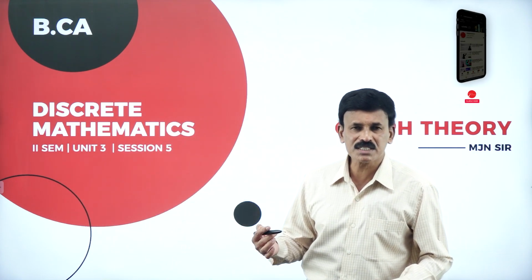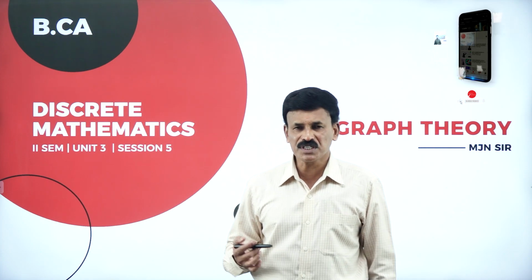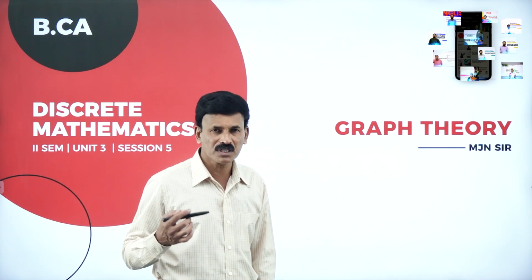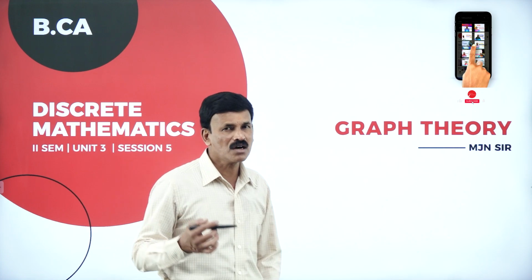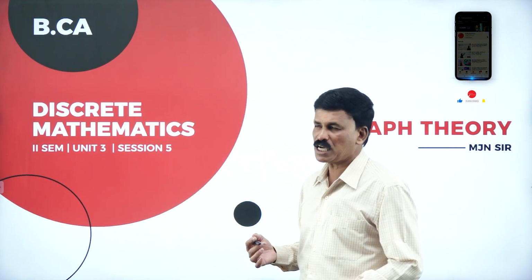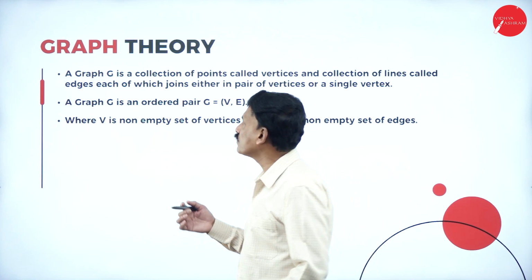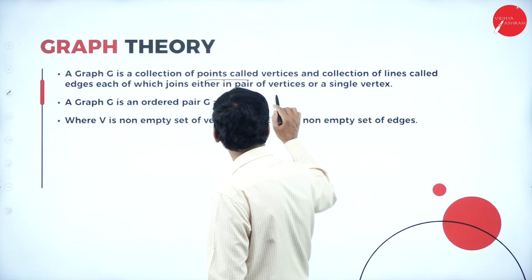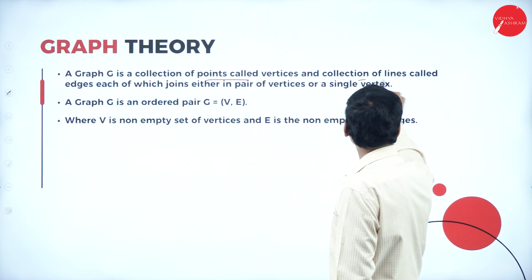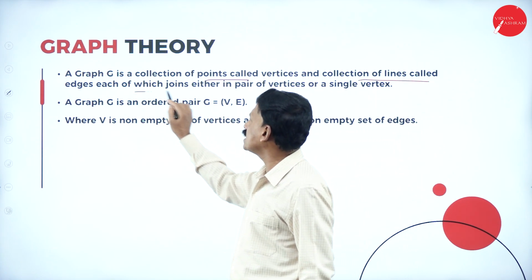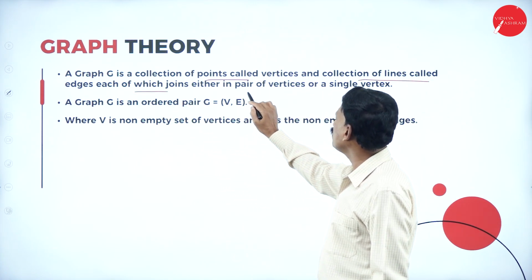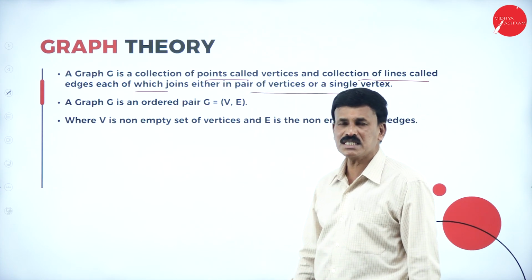In my previous class, we discussed the definition of a graph, different types of graphs and examples. Now, let us come to a few more types of graphs in graph theory. Let us recall what a graph is. A graph is a collection of points called vertices, and a collection of lines called edges, each of which joins either a pair of vertices or a single vertex.